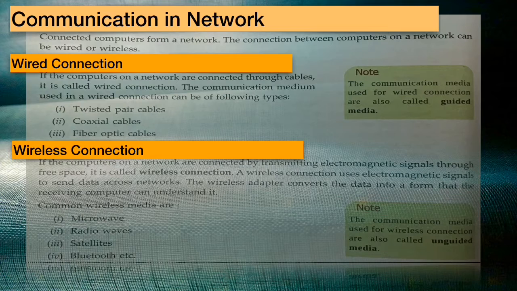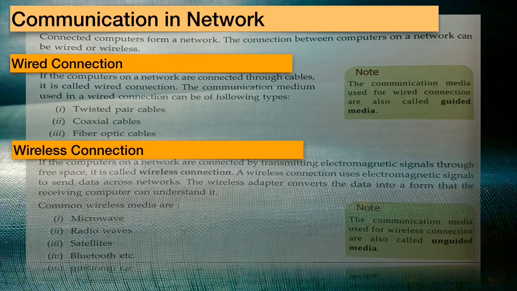The communication medium used in wired connections can be twisted pair cables, coaxial cables, or fiber optic cables. These all have their specific advantages or disadvantages. Twisted pair and coaxial cables use a different medium than fiber optic. Fiber optics are basically glass optical fiber cables used to transmit data from one end to another through light energy. The next one is the wireless connections.